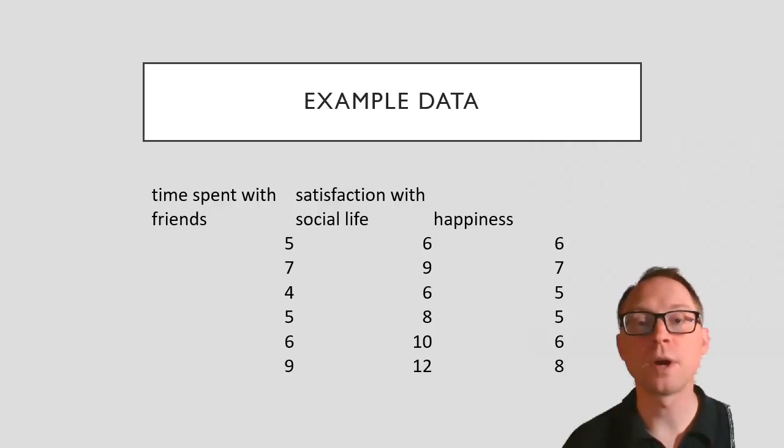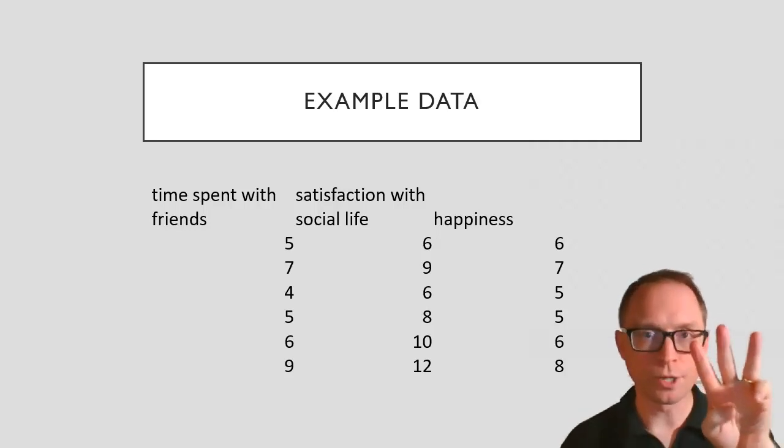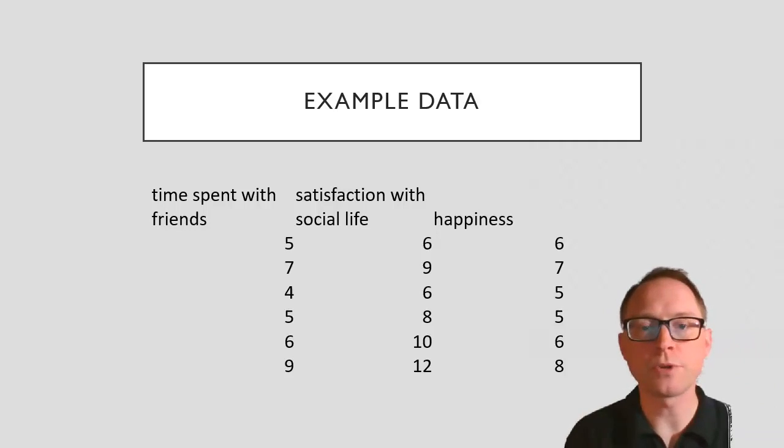What kind of data do I have? These are three different continuous variables. Now, if I want to look at all of them at the same time, then I have to use a specific kind of statistic. Specifically, when I say all of them at the same time, what I'm saying is I think that both time spent with friends and your satisfaction with your social life, both of them together, predict your happiness. What statistic am I going to use?